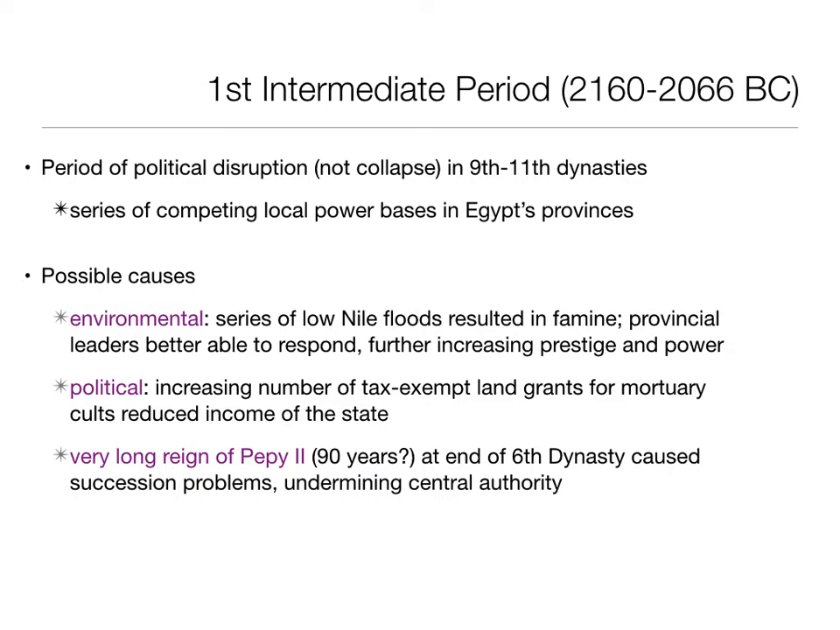We see environmentally that there are a series of low Nile floods at this time, resulting in local crises, right? The Nile doesn't flood, food doesn't grow, storehouses aren't filled, taxes aren't paid, and that causes a lot of problems. And there seems to be some indication that that was happening at this time.